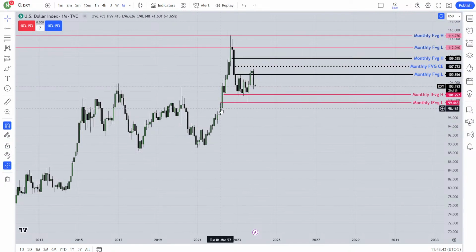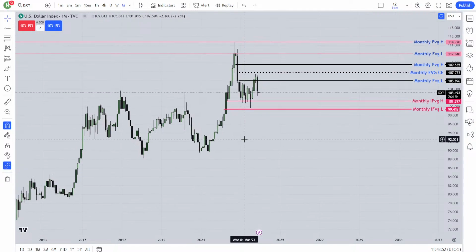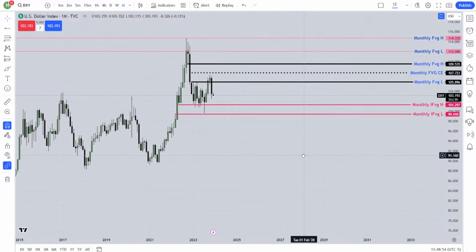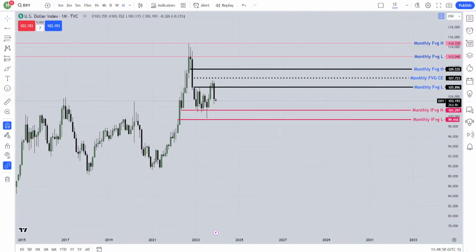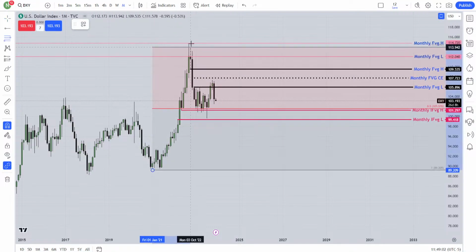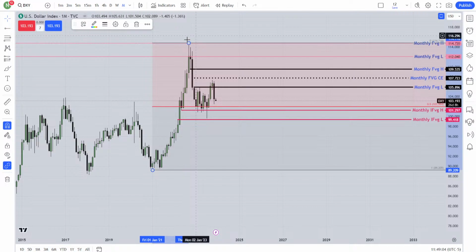Very little fair value gap over here. There is a fair value gap that has actually traded over there, and there is another fair value gap over here. Now I will mark something else, but this fair value gap is much cleaner. Okay, I will do one more thing. This is the low of the leg, and this is the high of the leg.